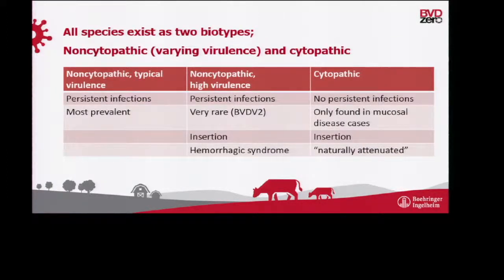So all the 3 species can exist as one of 2 biotypes, non-cytopathic and cytopathic. The more virulent, surprisingly, from the terminology, is the non-cytopathic. You would think the killing one, that cytopathic, would be the bigger problem. But the problem with the non-cytopathic, it's much more adept at hiding from the immune system than the cytopathic. The cytopathic is fairly quickly cleared compared to the non-cytopathic, which can really hide out quite well.